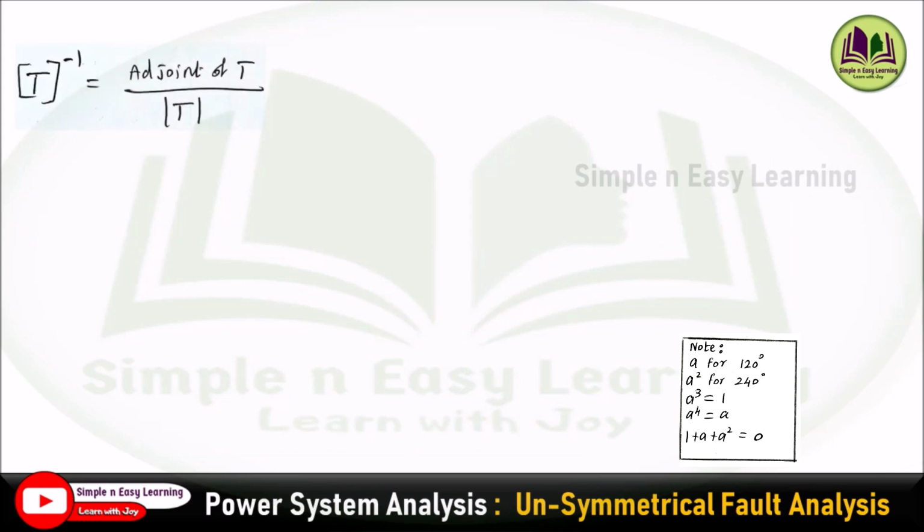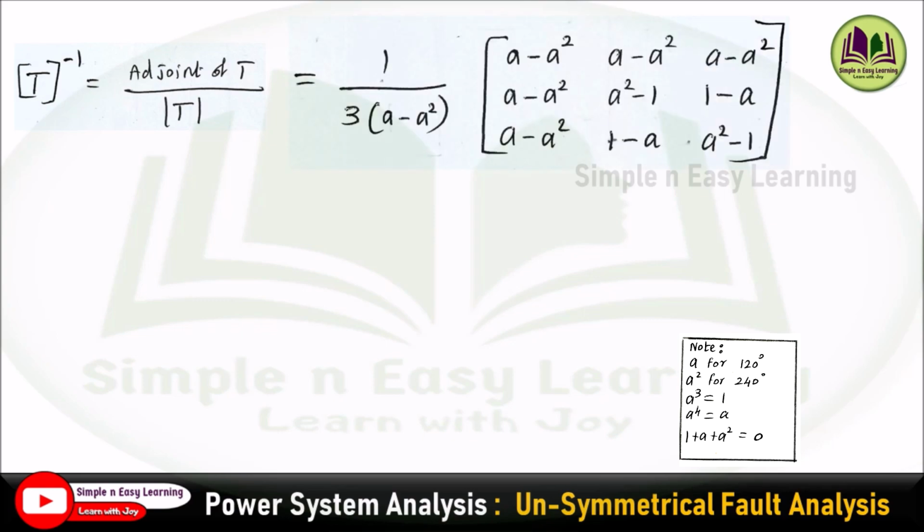Now we can find the inverse of matrix T. T inverse equals adjoint of T divided by determinant of T. So the adjoint of T matrix, you know, this complete matrix, divided by the determinant of T, that is 3 into A minus A square. Now you can multiply this 1 by 3 into A minus A square inside the matrix. So what happens: in the first term, A minus A square, second term A minus A square, third term also A minus A square. Similarly in the second row and third row, the first term is A minus A square. So all will get cancelled, and this term, that is A square minus 1 and 1 minus A, will be divided by A minus A square.